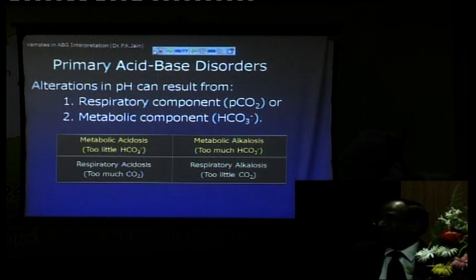So CO2 is actually an acid. If the PCO2 is high, we call it respiratory acidosis. If CO2 is low, we call it respiratory alkalosis. Now bicarbonate is an alkali. If you have too much of bicarbonate, it's metabolic alkalosis. Too little, you get metabolic acidosis. Is this understood?